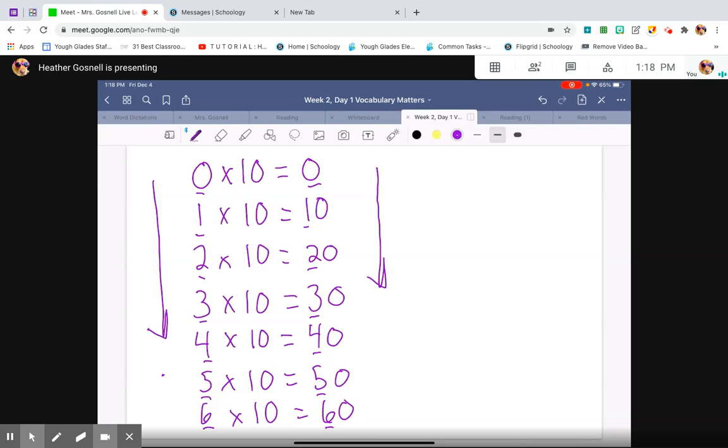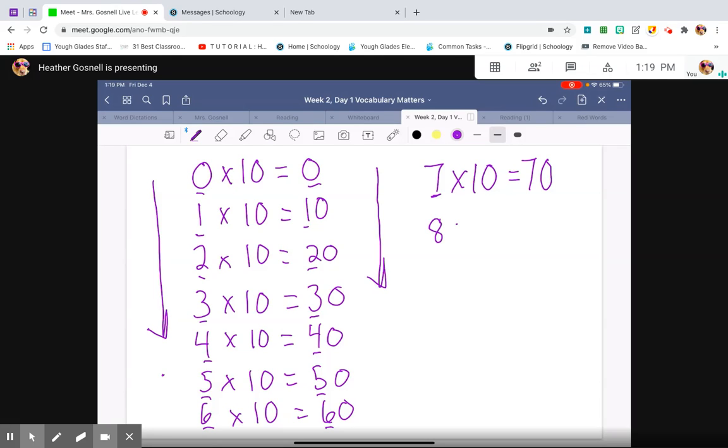Now, what we learned yesterday and what we talked about is that when you are multiplying by 10, all you have to do is write the factor that you're multiplying by 10 by, and then place a 0 to the right of that factor. A multiple of 10 will always have a 0 in the ones place, meaning just looking at 7 times 10, if I write my factor that I'm multiplying by 10 by right here, and then just add a 0 to the right of that, that will give me my product.